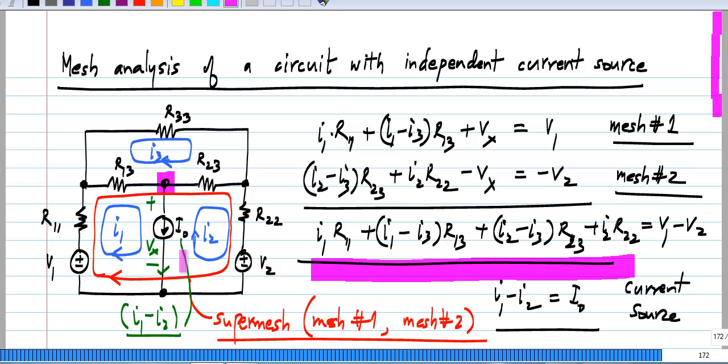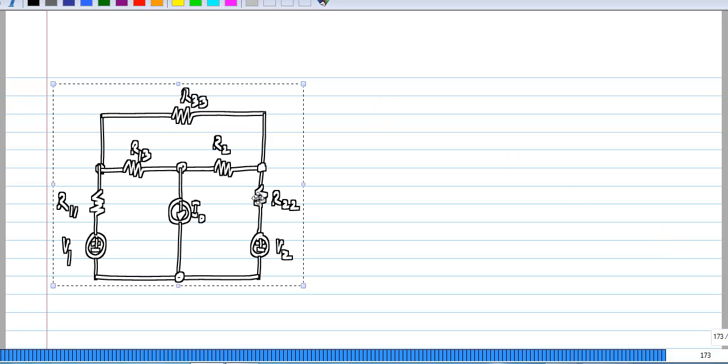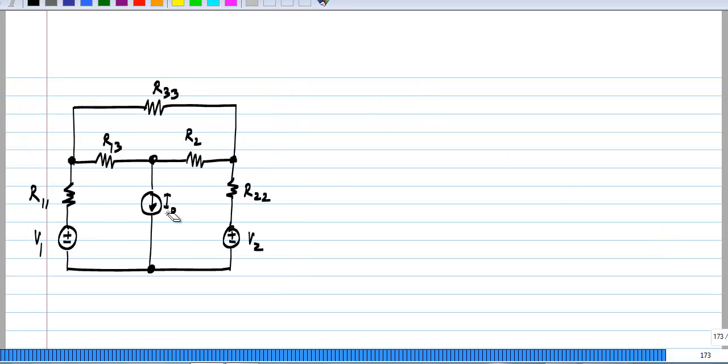That gives you another equation with which you can complete the set of equations required to solve for all the variables in the circuit. Okay, now we considered a current source which was between two meshes, but let's say there was a current source along the periphery of the circuit, something like this, and this is not in a branch that is common to two meshes, but that's in a branch that's on the periphery of the circuit, so it belongs to only one mesh.